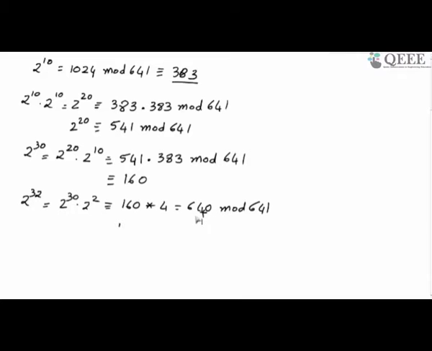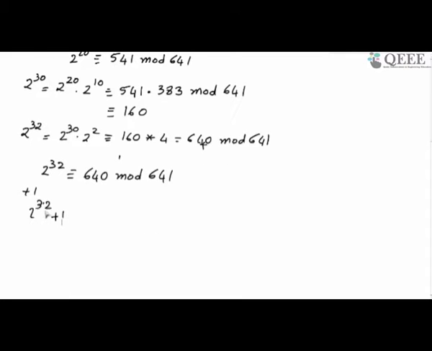640 mod 641. So we got 2 power 32 is congruent to 640 mod 641. We can add 1 on both sides to get 2 power 32 plus 1 is congruent to 641 mod 641.